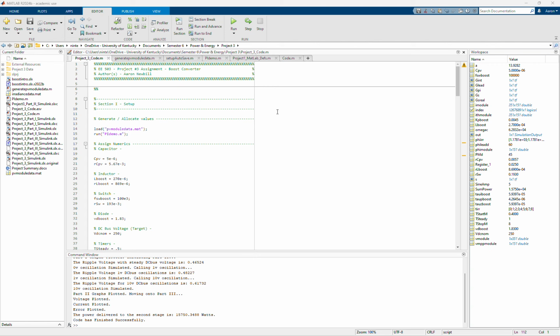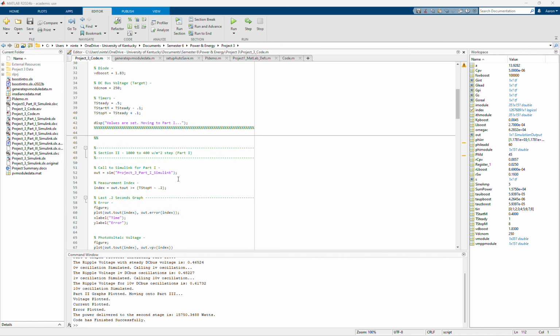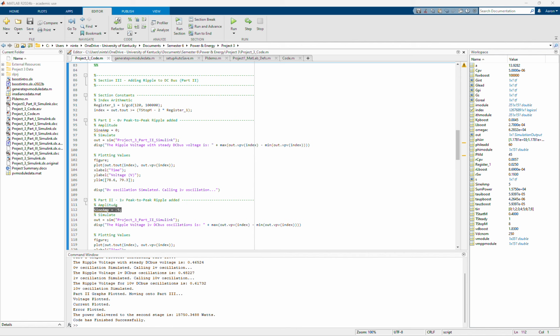E503 Project 3 video submission. To start with the code, we define everything. Section 2 here is for part 1 of the Project 3 assignment. Section 3 is for part 2 of the assignment.